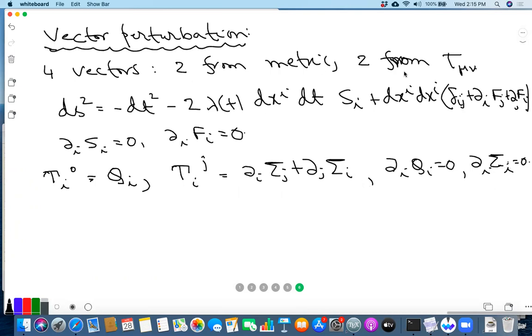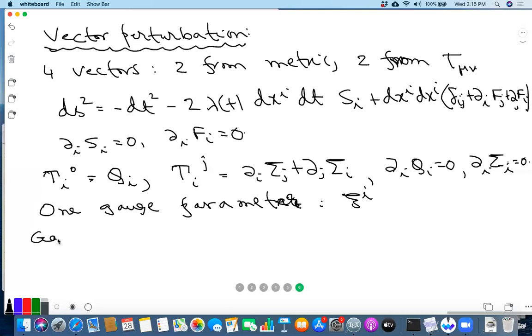So you have 4 vectors and one gauge parameter, which is a vector, and that is xi i. Xi i again we decompose into a scalar part, which is a gradient, and then the transverse vector. But the upshot is that we have 4 vectors and one gauge parameter, so you should have 3 gauge invariant quantities.